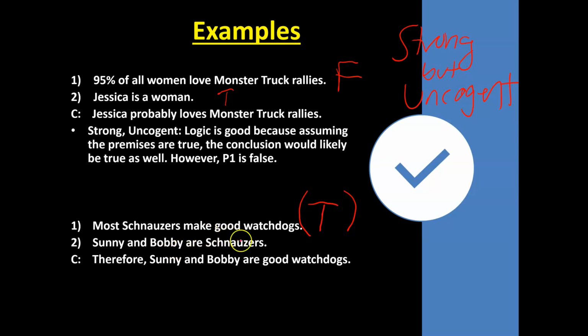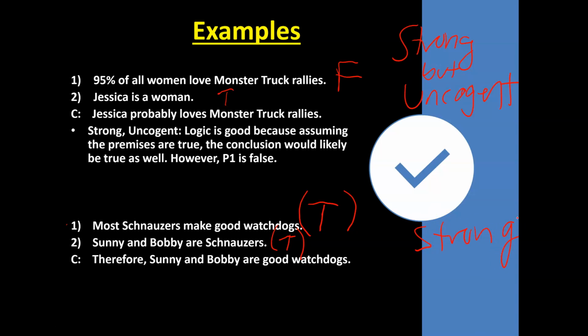And Sonny and Bobby are schnauzers. I've never heard of them, don't even know what a schnauzer is, but let's just go with it. Right? True. Then you ask yourself, if these two were true, is it likely that Sonny and Bobby are going to be good watchdogs? And the answer is yes. Now, is it necessarily the case? No, but we're dealing with induction. It just needs to be probably the case. So, assuming these two premises are true, the conclusion would follow, probably. So this bottom argument is strong.